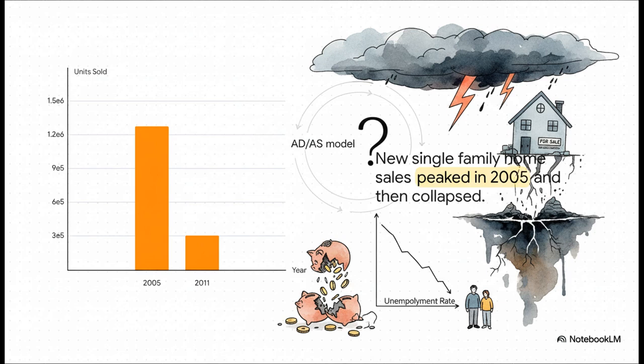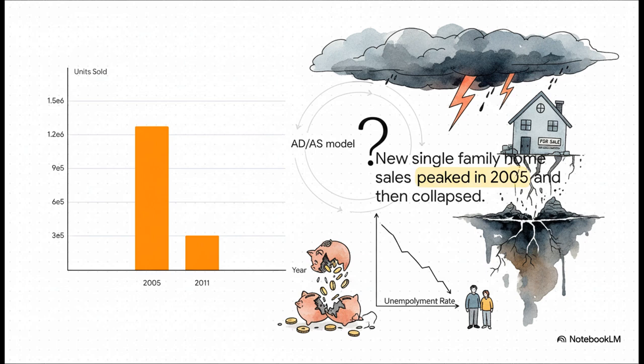I mean, just look at this chart. In 2005, sales of new homes were through the roof, and then they just fell off a cliff. Now, this wasn't just a problem for the real estate market. This one collapse sent shockwaves through the entire system. We're talking over 10% unemployment and a shrinking economy.